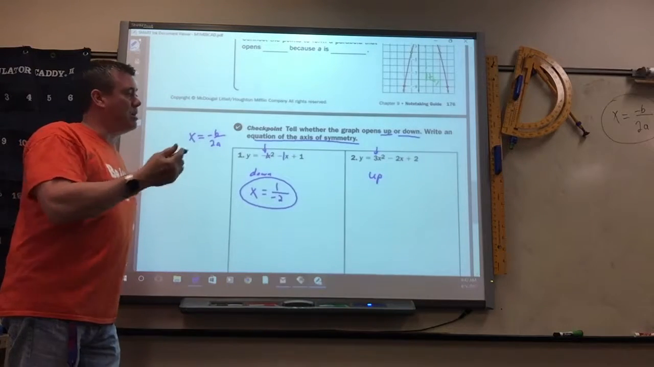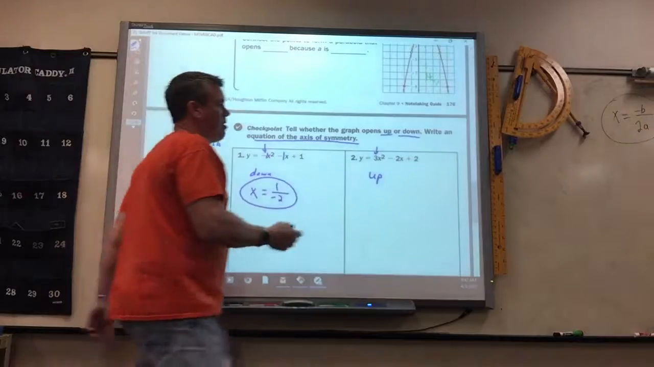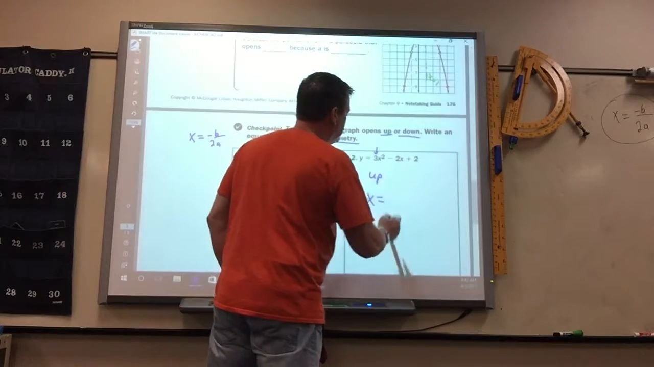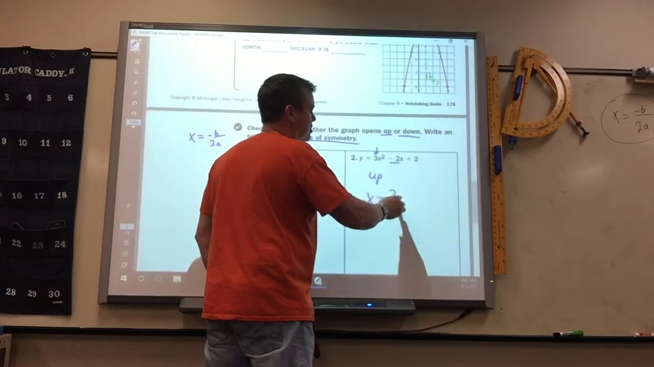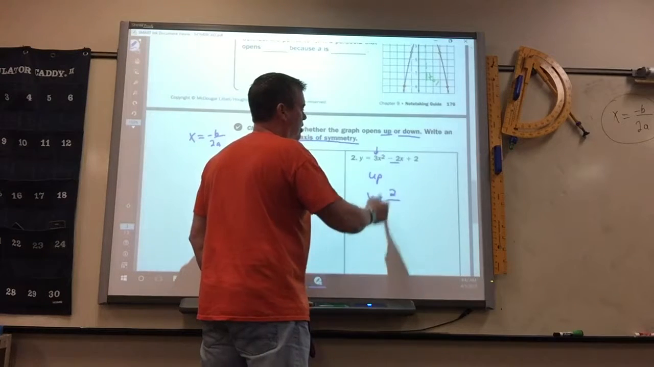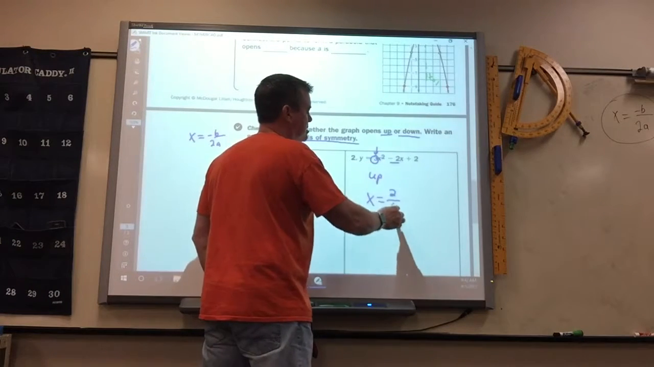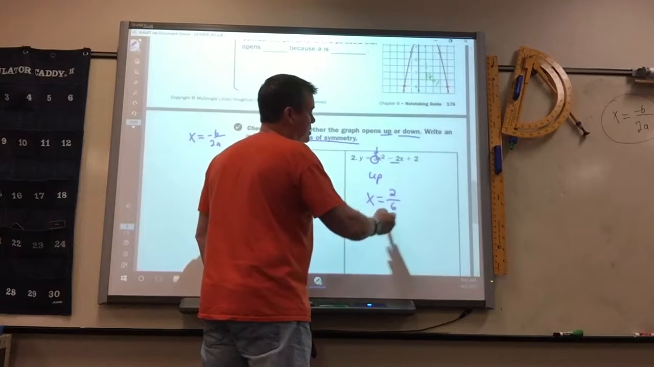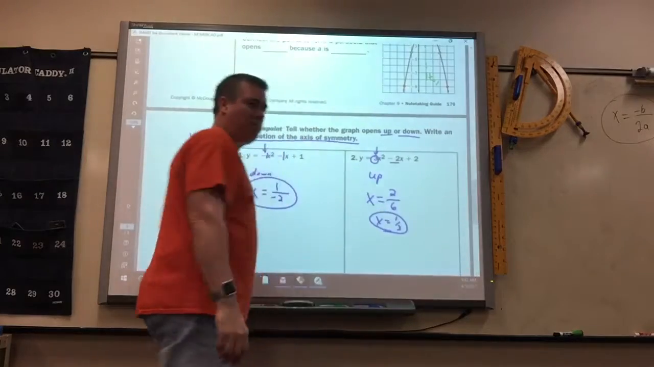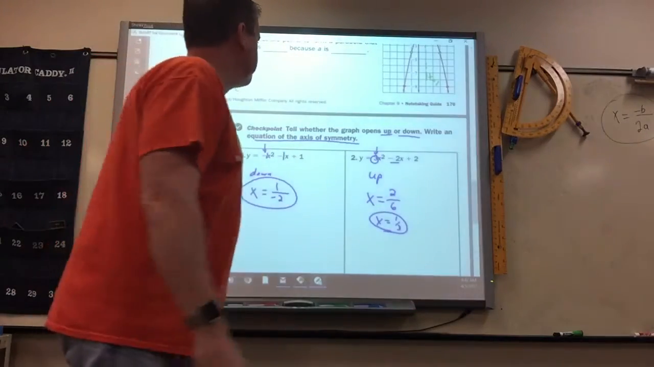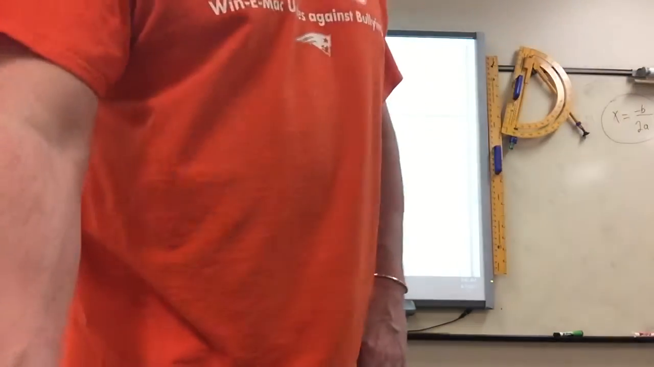Okay? That's all I want you to do on this. Here, negative b, so negative, negative 2 turns to 2, over 2 times a is 6. 2 over 6 you would reduce to 1/3. Okay? All right, we'll do a few together.